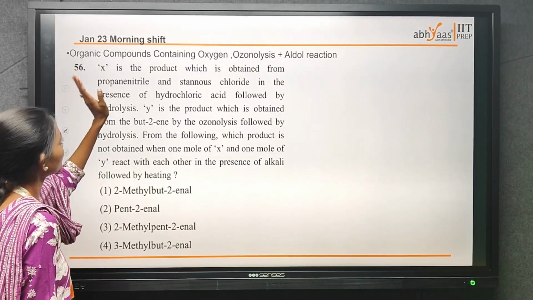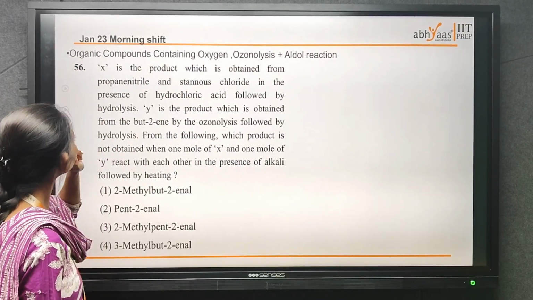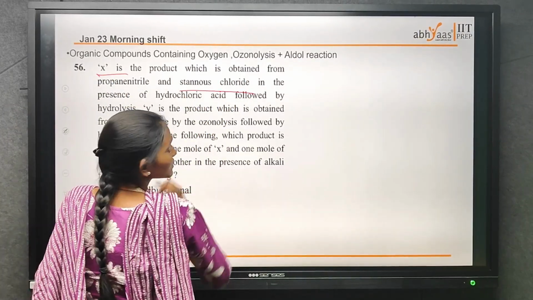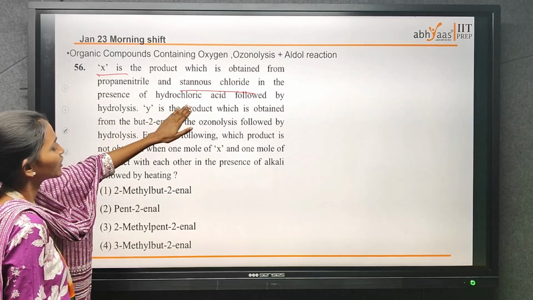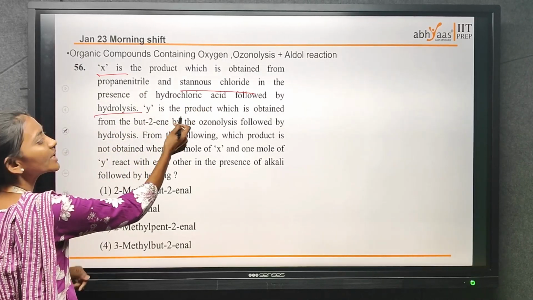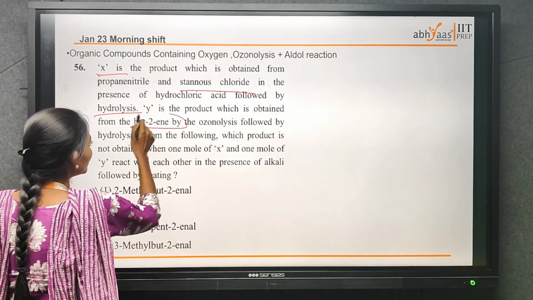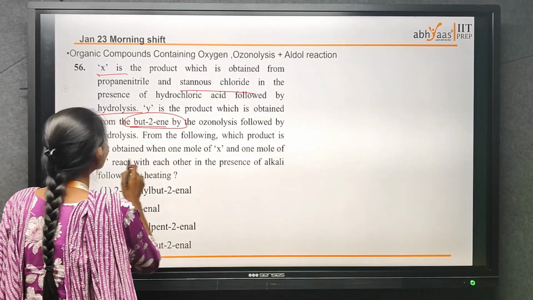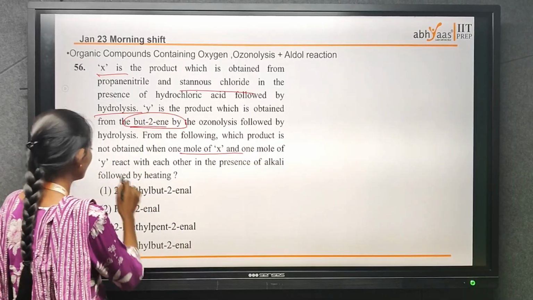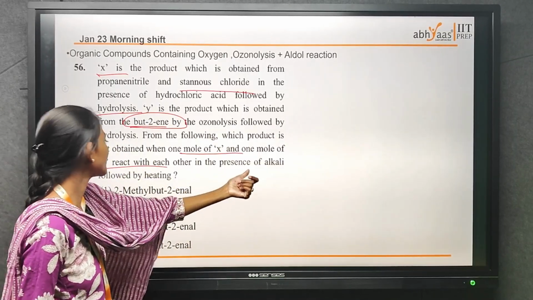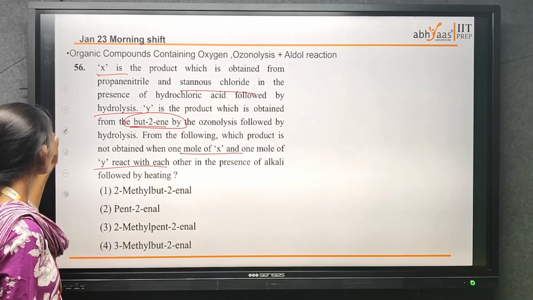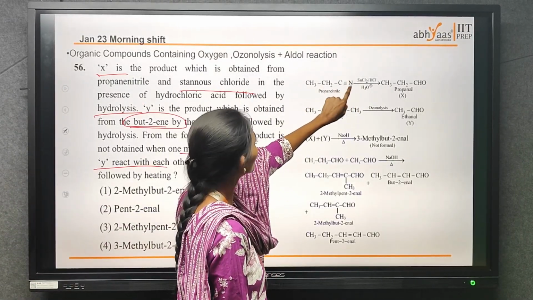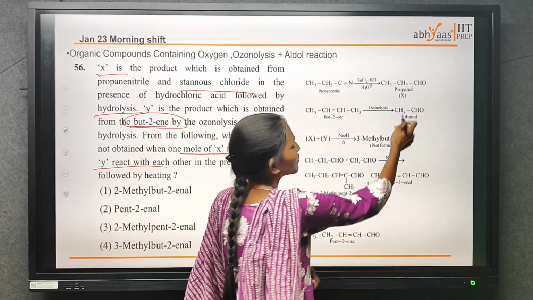Moving on to the next question, organic compounds containing oxygen. Here X is the product obtained from propionitrile and stannous chloride, which is SnCl2, in the presence of hydrochloric acid followed by hydrolysis. Y is the product obtained from 2-ene by ozonolysis followed by hydrolysis. So which product is obtained? 1 mole of X and 1 mole of Y are reacted with each other in the presence of alkali followed by heating. See here what is happening: when stannous chloride is used, it means Stephen's reduction. When you are using SnCl2 with HCl, what do you get?